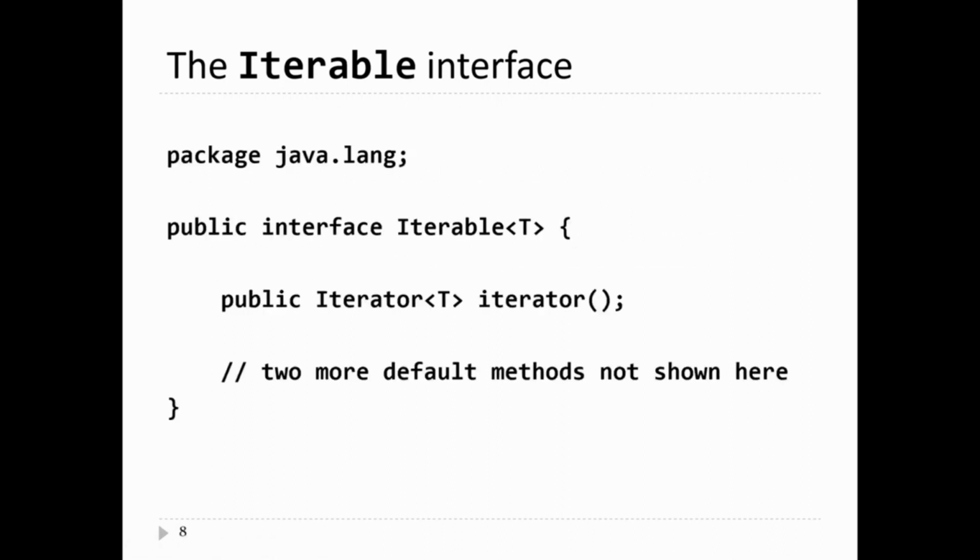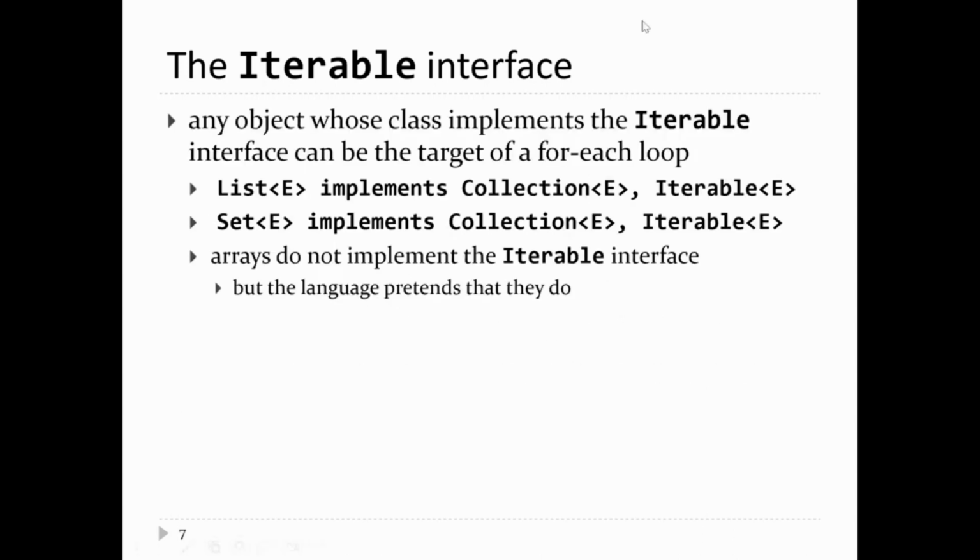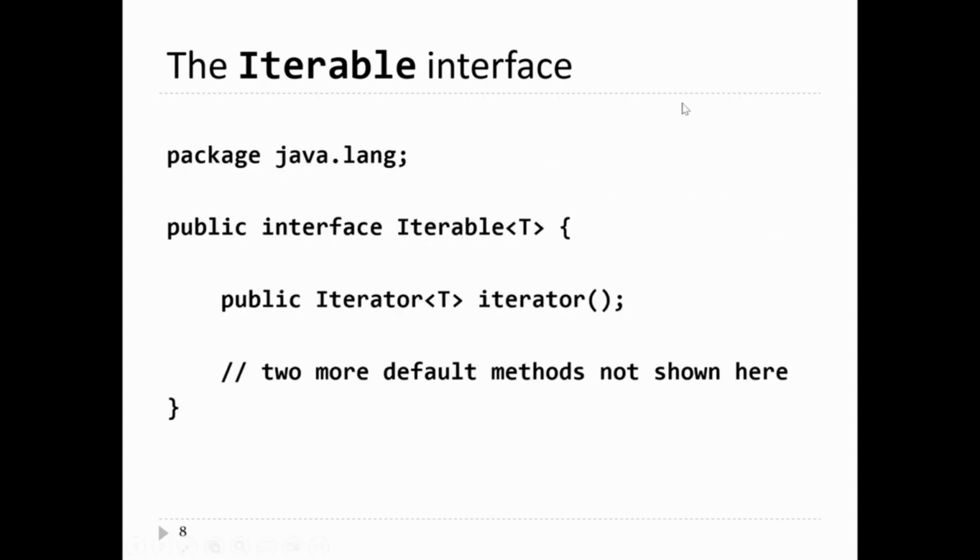Okay, iterable only has one method. Well, only one method that we care about. Iterable says it returns an iterator. So in other words, if your class implements the iterable interface, you know that you can get an iterator over objects of that type. So list implements iterable, so you can get an iterator over a list.